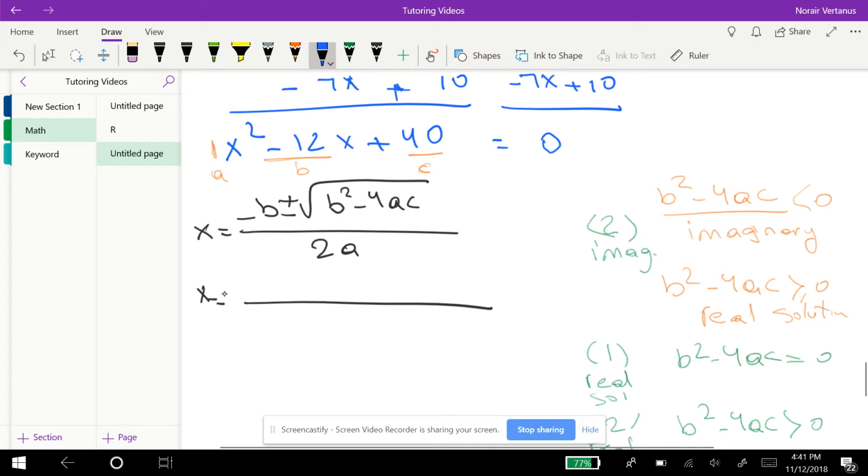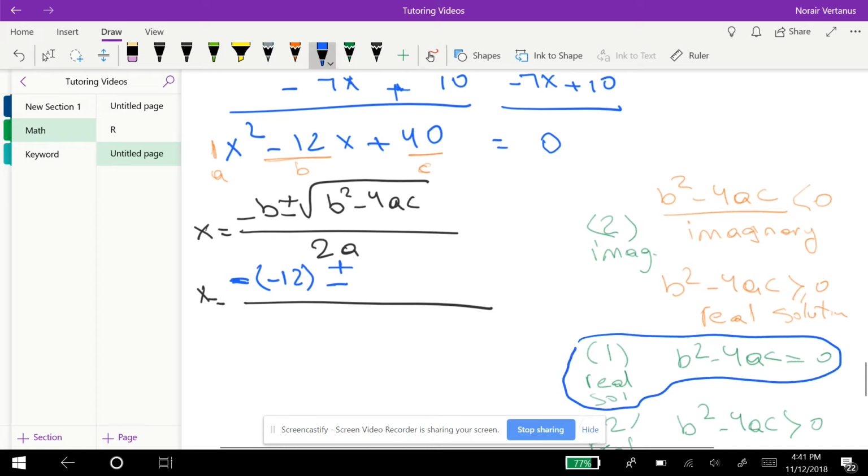I'm going to have negative b. B itself is negative 12, so it's going to be negative negative 12. Plus minus. When I said here we have 2 solutions and 1 solution, 2 imaginary or 2 real solutions, why are there 2 and 1? Because of this positive and negative. Those make 2 solutions or 1 solution. How do we have 1 solution? Because there are 2 signs, positive and negative. So inside the radical, if b squared minus 4ac is equal to 0, this cancels. Plus minus 0 is just 0. That's why you get 1 solution, which is going to be this quantity divided by 2a, which I'm going to be writing right now.